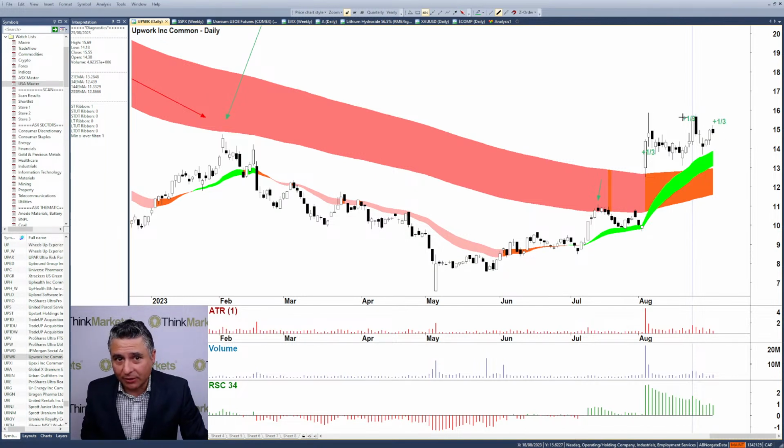Now, I've got to respect the fact that we could print lower, and in which case I may have to do the other side. I don't know the future. I can't say. But something like that would start pushing me out of it. Something with a nice white candle close would actually push me into it. Anyway, let's keep going here.